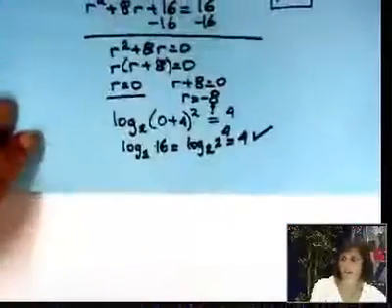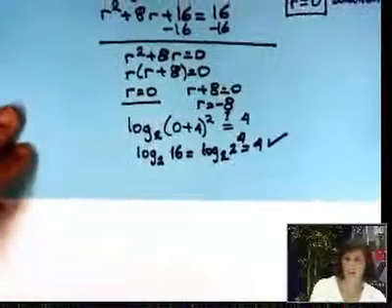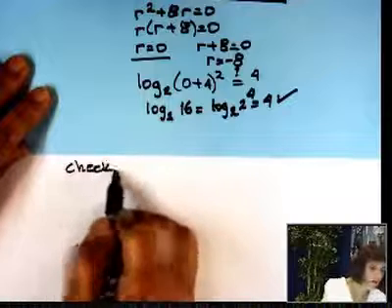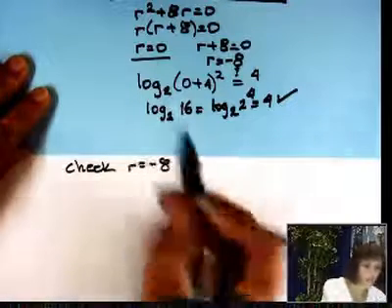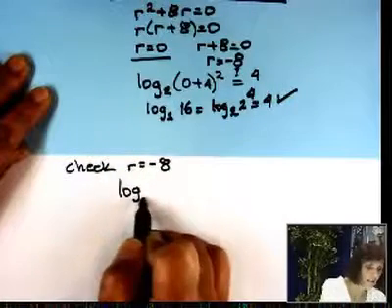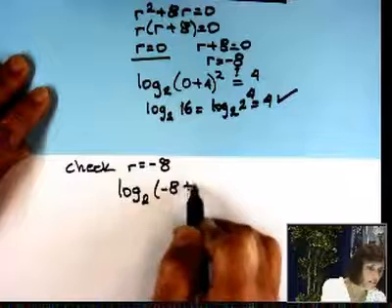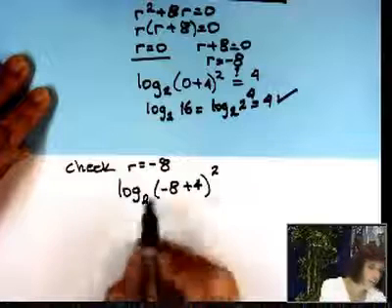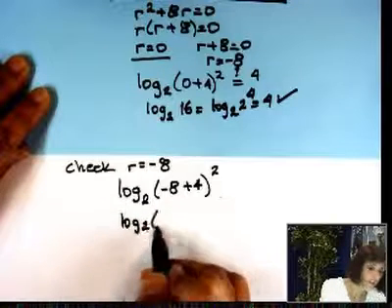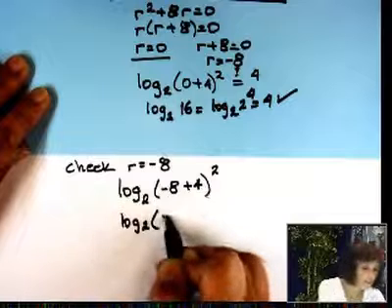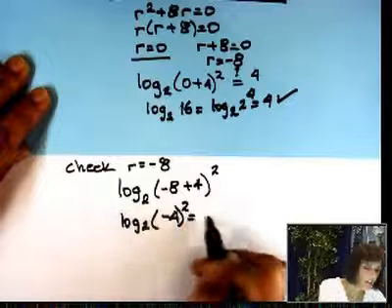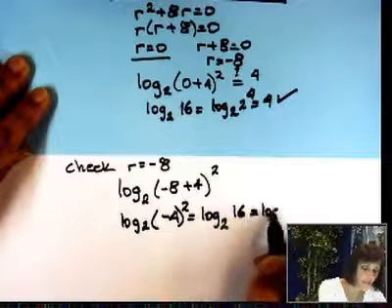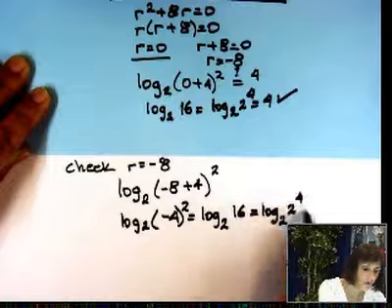I'm going to check what happens with r equals -8. Check. Well, let's go to the original equation. Log base 2 of (-8 plus 4) squared. All right? Let's see. Log base 2, -8 plus 4, that's -4 squared, which is log base 2. What's 4 squared? That's 16, which is log base 2 of 16, which is 4.